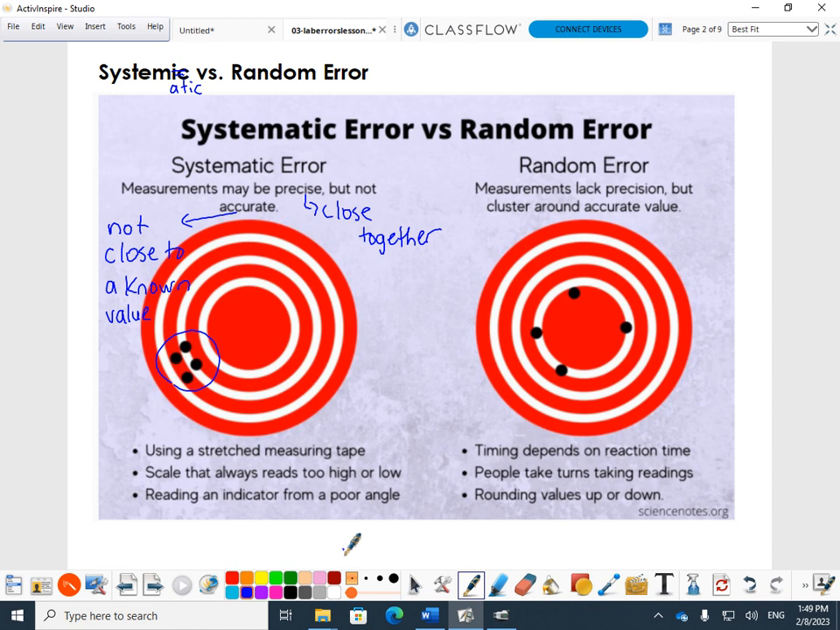Versus random errors, where the values are all over the place, but they are a little bit closer to the known value. Usually there are at least 2 or 3 people in a lab group. Maybe you have to time something. I do a couple of the readings, then Ben says, now I want to do them, and then Caitlin says, now I want to do them. Yes, we are using the same equipment, doing essentially the same procedure, but a different person is reading when to start and when to stop. Then that can be a little bit more random. Another source is rounding values up or down.